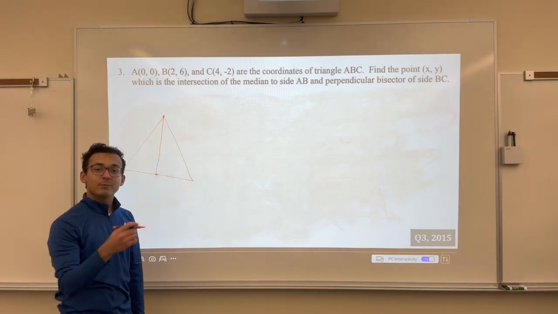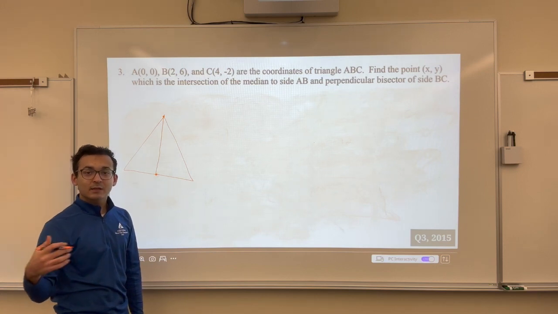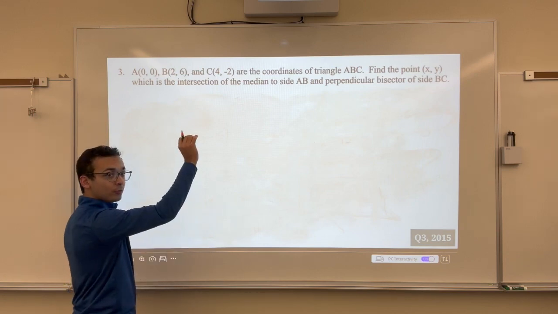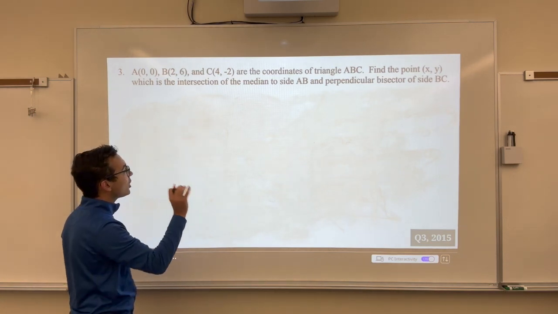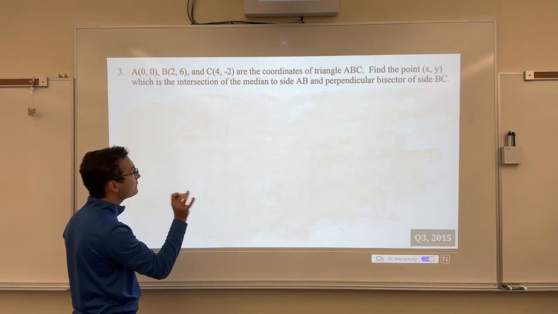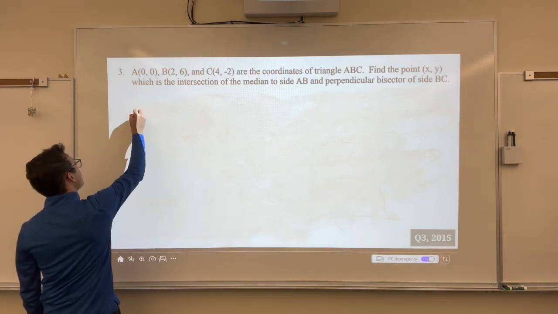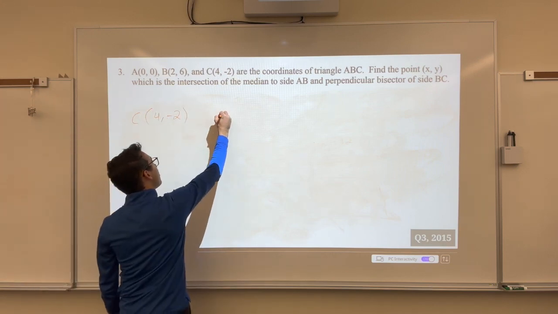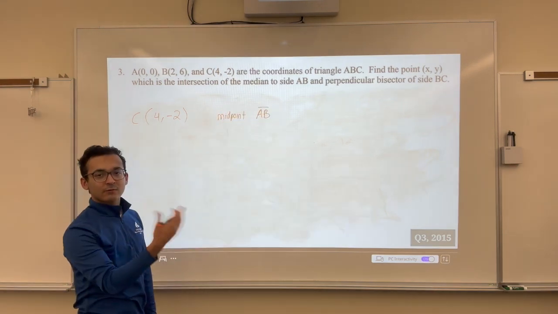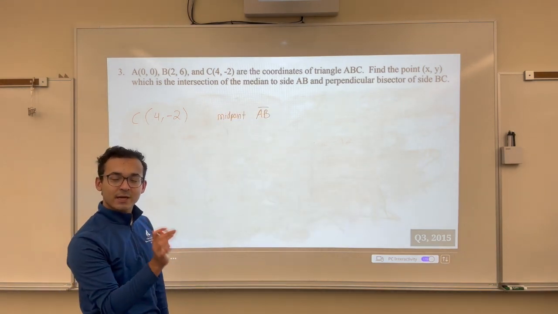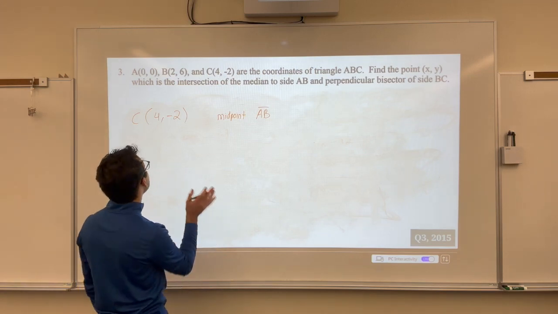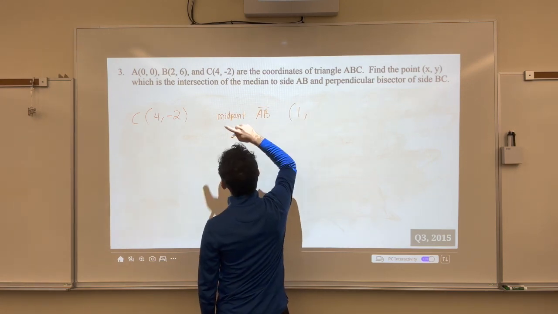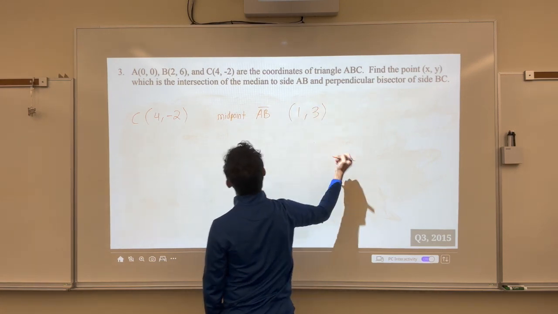So now that we have both median and perpendicular bisector defined, let's go ahead and solve this problem. So the median to side AB would have to go through vertex C, and it would also have to go through the midpoint of AB. So it has to go through C, which is 4 comma -2, and it also has to go through the midpoint of AB. And to solve for the midpoint is easy enough. It's just the average of the x values and the average of the y values. So the average of x, 0 and 2, that's 1. And then we have 0 and 6, which is 3. So the midpoint is 1 comma 3.